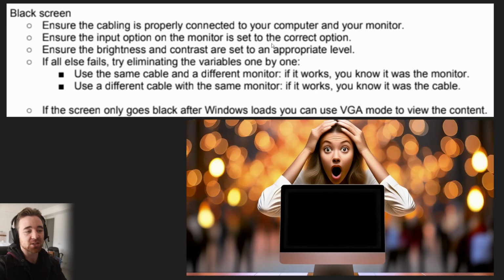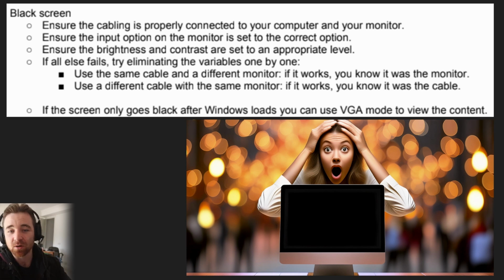And finally, we had a black screen. A black screen could be the result of many issues. The cables might not be plugged in correctly, the input setting might be set incorrectly, or it could be a faulty monitor. It's essentially a matter of eliminating the individual variables to see what the exact problem is. Try a different cable on that monitor. Try the same cable you originally used on a different monitor. If the other monitor works, then the cable wasn't the issue, it was something else, so eliminate those variables one by one. There's some more on the screen here, but that's the gist of it for a black screen.